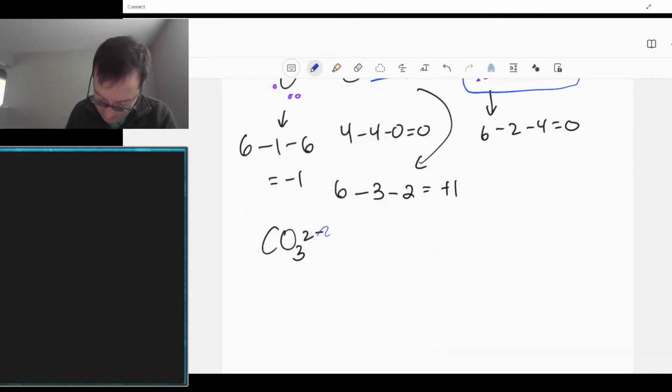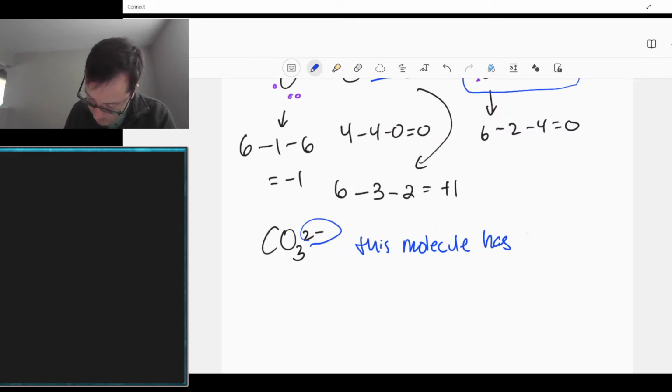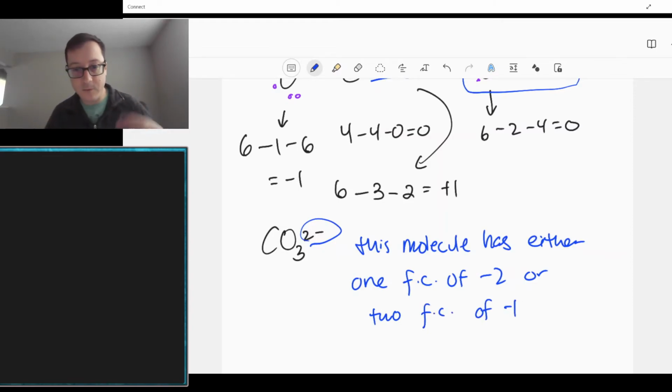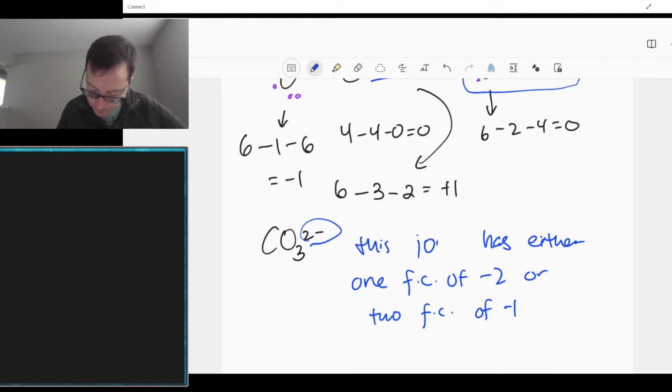The fact that we have a negative 2 charge is going to tell us that this molecule has either two formal charges of -1, or one formal charge of -2. And in fact, this is not a molecule, this is an ion. So because it's a charged species, we know that those formal charges are what's going to be that charge.